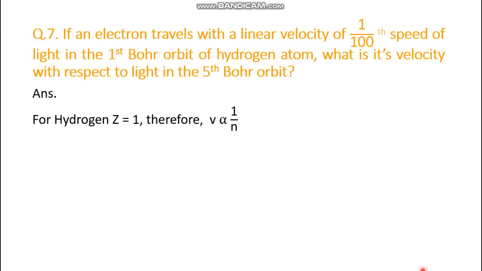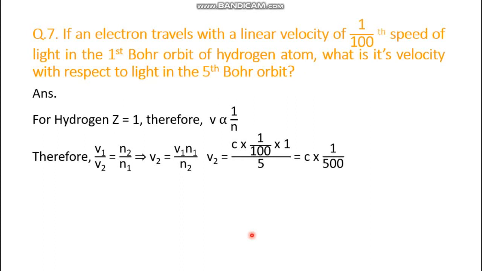In both cases it is the same atom, hydrogen, and for that Z equals 1 in both cases. So instead of v varies as Z/n, we have to utilize the relationship v varies as 1/n. That means v1/v2 equals n2/n1, isn't it? So this is the relationship, and you have to find out the value of v2.